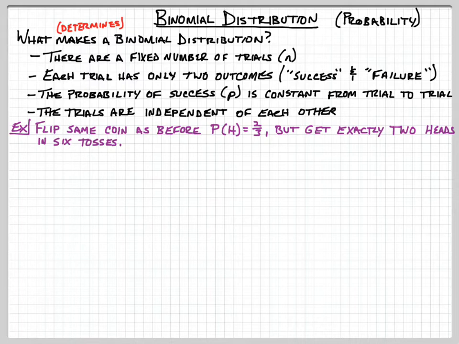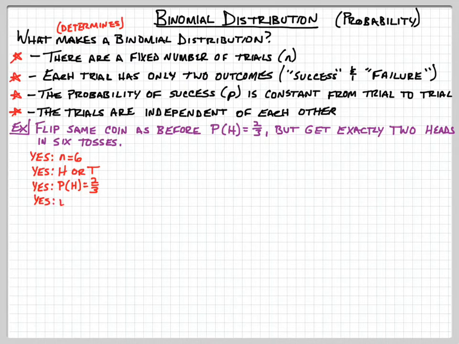But as I mentioned before, let's make sure that we've got all the right information. We kind of know this already, but let's do it just to be safe. Are there a fixed number of trials? Yes, our number of trials is 6 for this case. Does each trial have only 2 outcomes, a success or a failure? Yes, again, we're going to consider heads our success, tails our failure. So we've got our 2. Is the probability of success constant? Yes, it is. It is always going to be 2/3 for this particular coin. And are the trials independent of each other? Yes, again, they do not impact each other. Okay, so now we can proceed.